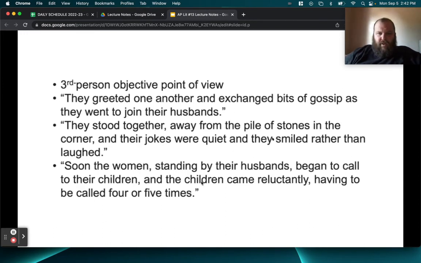And then the women are standing by their husbands. They call the kids, and the kids come reluctantly, having to be called 4 or 5 times. It's just eerie to me, right? And again, maybe knowing the story certainly plays into that. But gosh, my curtain is driving me crazy. I'm so sorry. Hopefully, when you're reading even just that excerpt, you're picking up on some of that.